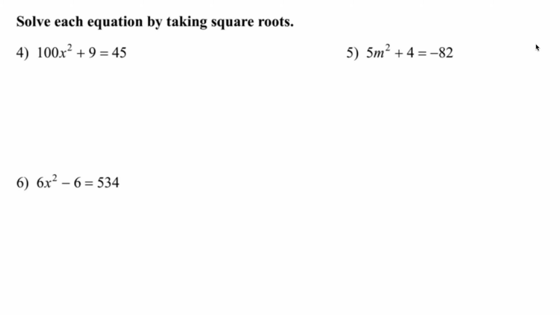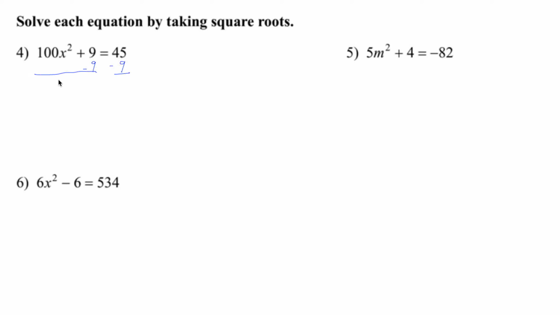Moving to the next group is solve by taking square roots. So these are still quadratic equations. It's just that we're going to use a different method. We can solve by taking square roots when there's a squared term, there's no linear term, so there's no term with just an x in it, and there's a constant or constants. And so what we want to do here, we want to get the constant on one side. So we're going to subtract 9 from both sides.